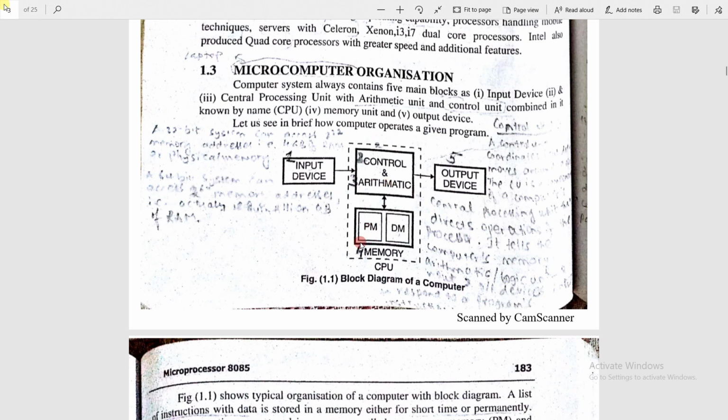Now, this is the block diagram of a computer. It has an input device, an output device, a CPU in which it has an arithmetic and control unit, and it has a memory unit. The memory unit has two types of memory. One is program memory, the second is data memory. Program memory is used to store the instructions, and data memory is used to store data.